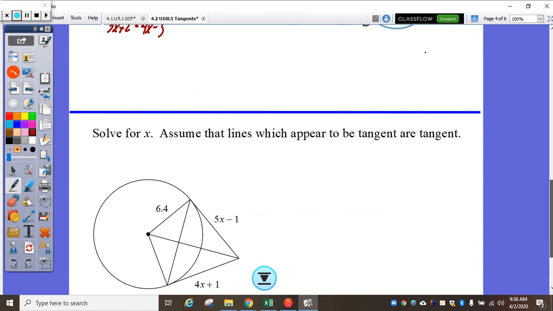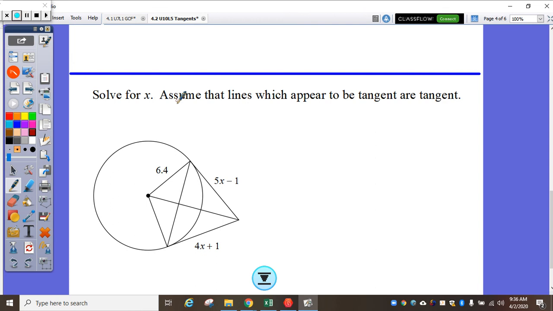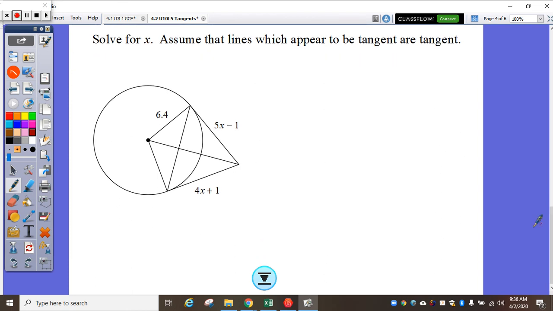This looks a little bit more complicated, but really it's no different. I've drawn a few more lines in here with the radii. But again, I have a point of tangency right here, a point of tangency right here, and a point outside of the circle right here. So therefore, 5x minus 1 is going to equal 4x plus 1. And then we would solve for x.